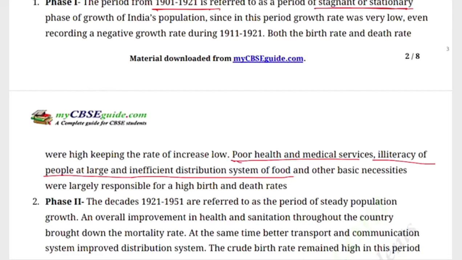If the health system or the medical services are not good, then of course the deaths will be higher. Even the infant deaths or the child deaths are also very high because of the lack of the medical facilities. If we see in this picture, you can see the example of this here.